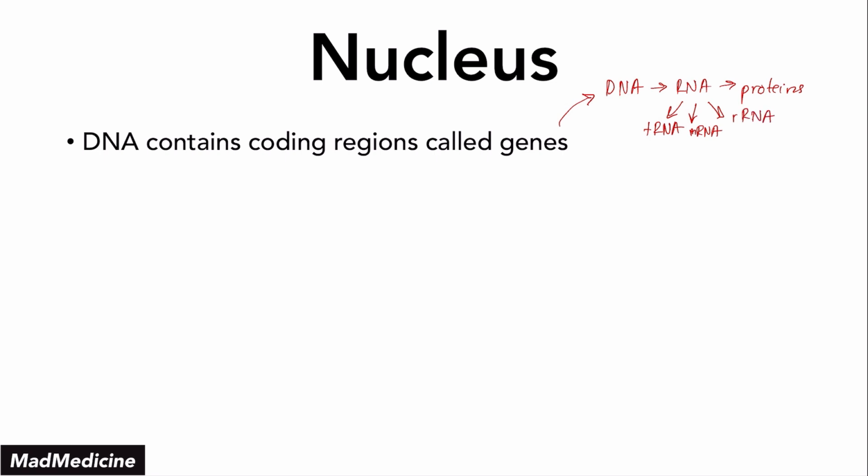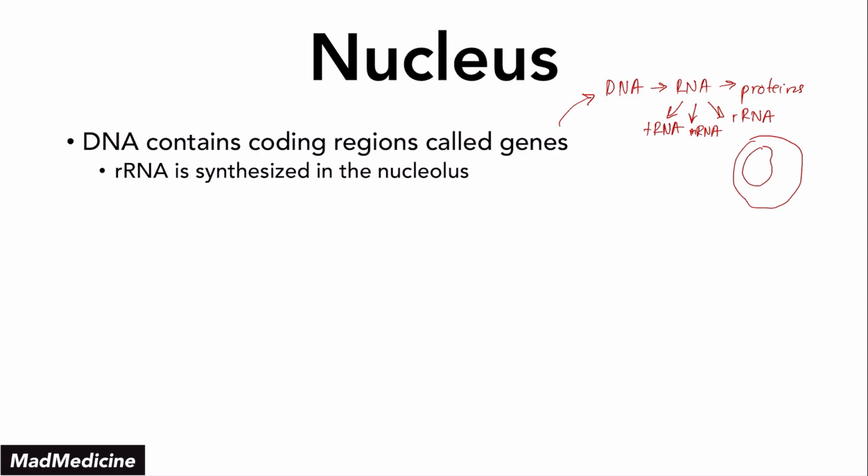Okay? Ribosomal RNA is actually synthesized in the nucleolus. Remember that dark structure in the nucleus? So if this is your cell, this is the nucleus. You have a very dark structure right here. I'm going to write it right here. Nucleus, this is your nucleolus. Okay? This is where the ribosomal RNA is being synthesized.